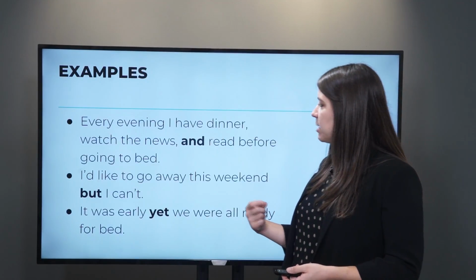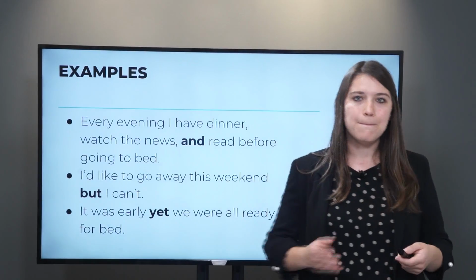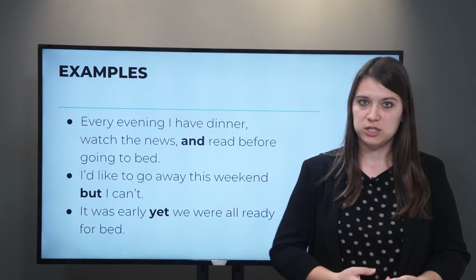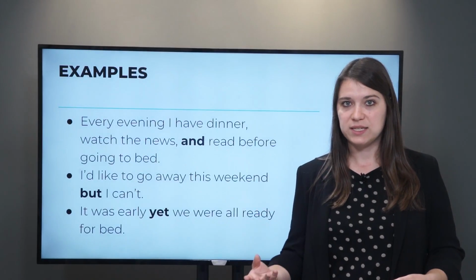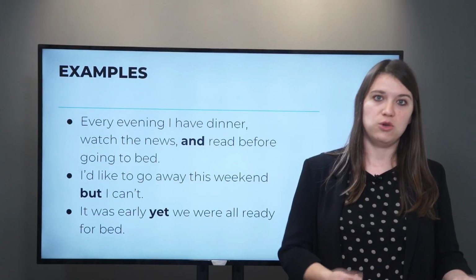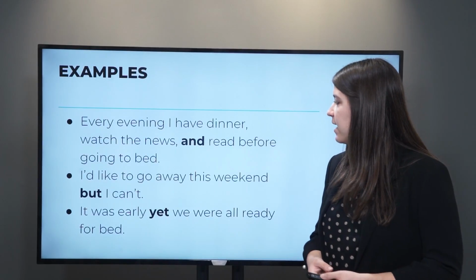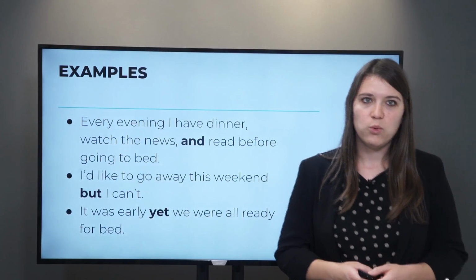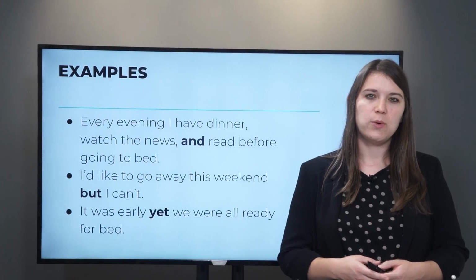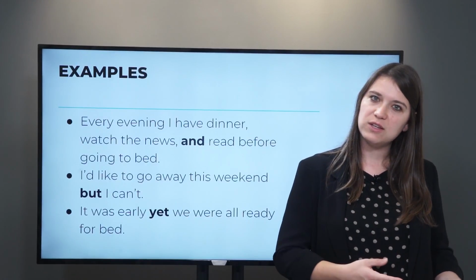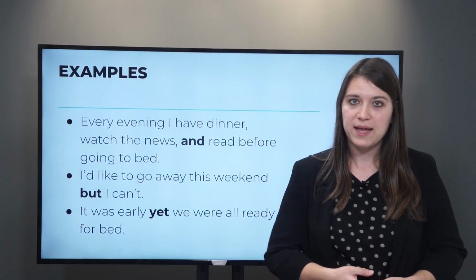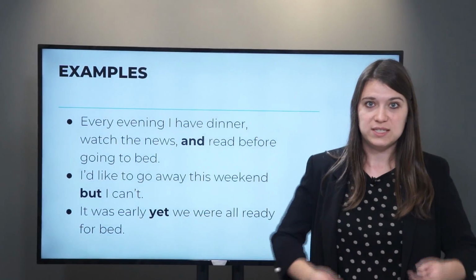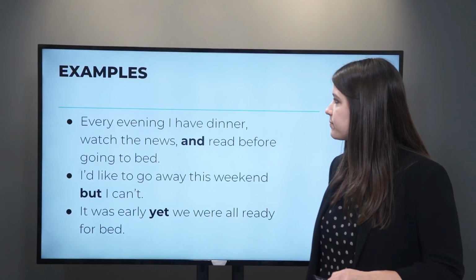Okay, another example, I'd like to go away this weekend, but I can't. Here this conjunction is showing contrast. So on the one hand, you would like to go, but on the other hand, you can't. You're not available. Third example, it was early, yet we were all ready for bed. This is showing kind of irony, because if it's early, why would you be ready for bed? But the yet here in the sentence means that you were anyway. So this is connecting the first part with the second.